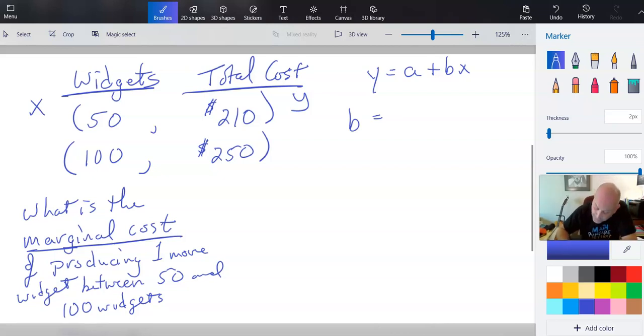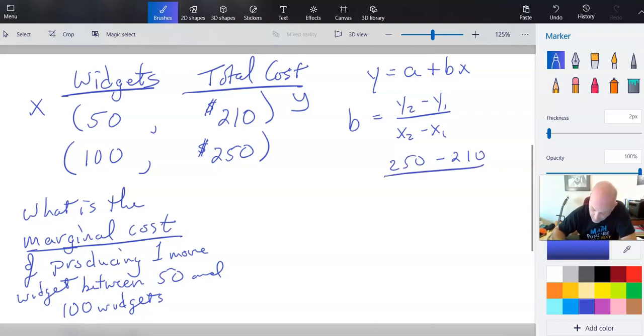We've done this before. This is a slope, so we're looking at y2 minus y1 over x2 minus x1. So y2 minus y1 would be 250 minus 210 over 100 minus 50. So that means that, let's see here, that's 40 over 50. And if I do that division, that's 0.8. Or since we're talking about money, I'll put the 0 in so I can see that it's 80 cents.